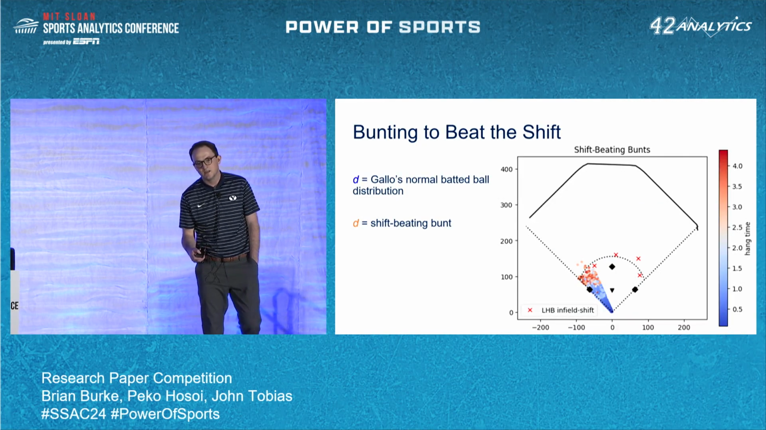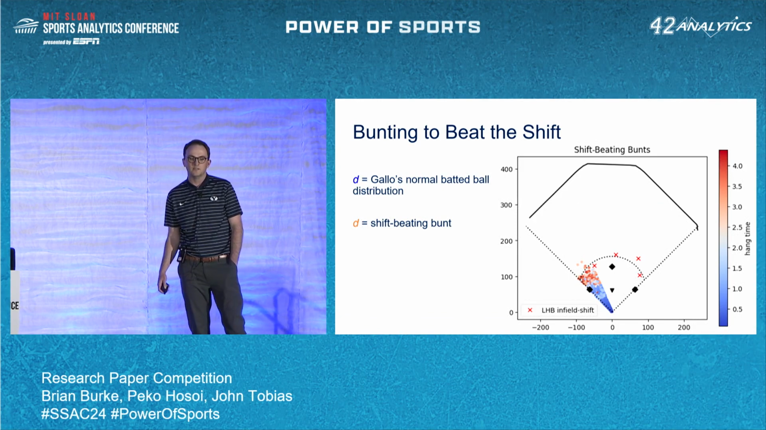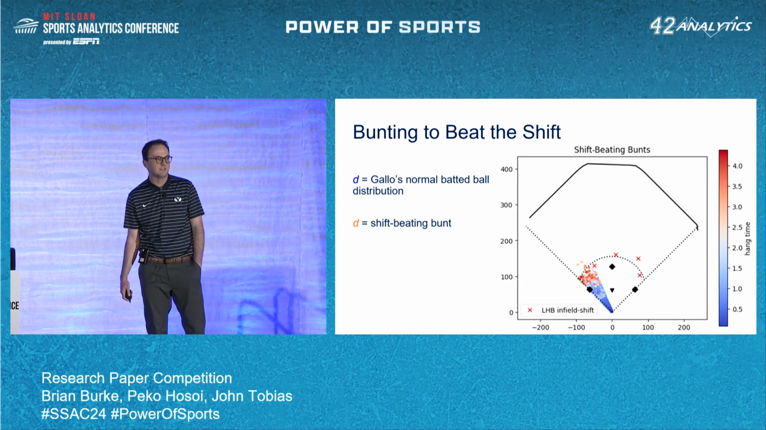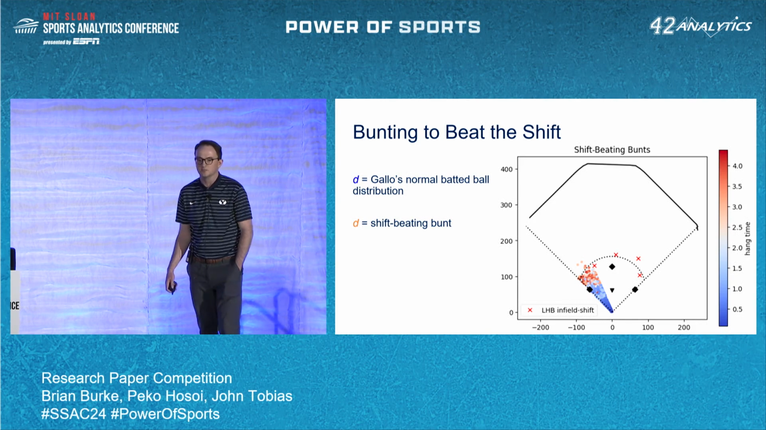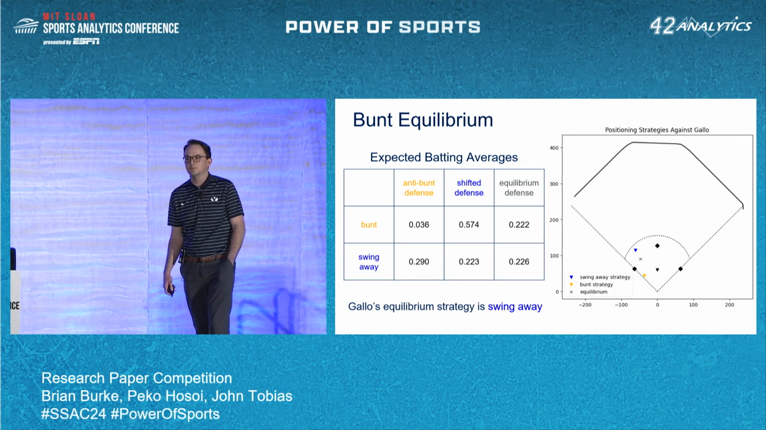We're going to assume that Joey Gallo can either choose to swing away normally and use his normal batted ball distribution, or he can lay down a shift-beating bunt, which is a bunt to the left quadrant of the infield, where the third baseman would normally stand if he's not in an extreme shift. And then just like we did with McCormick, we can solve for an equilibrium strategy.